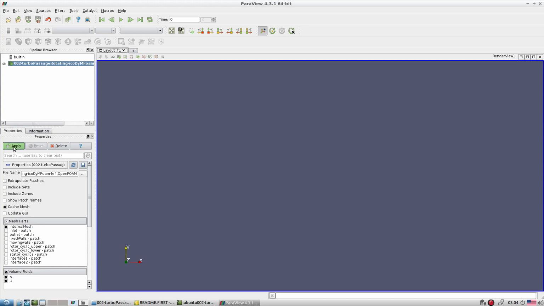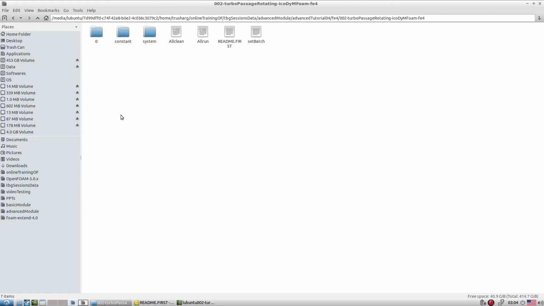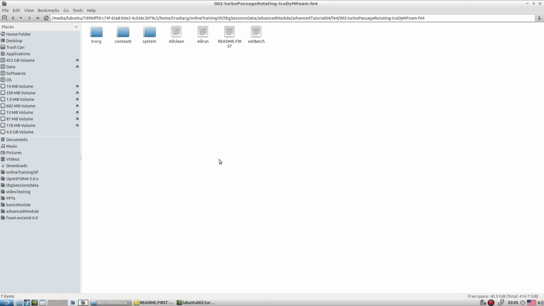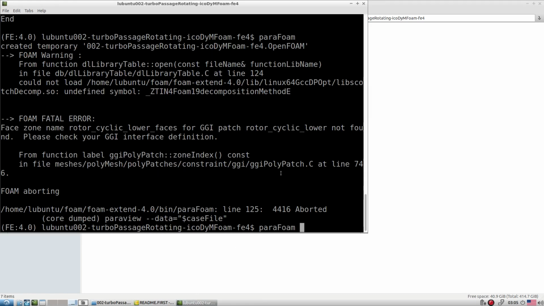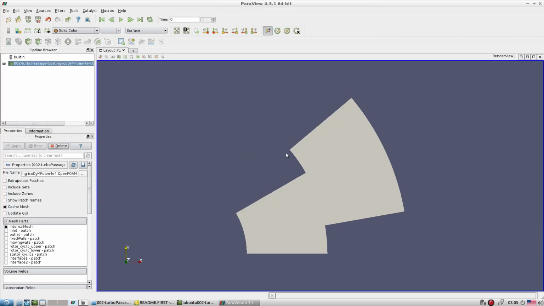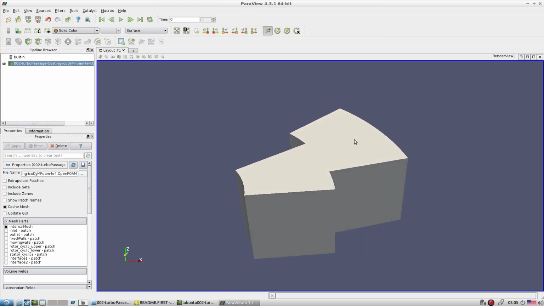test case looks like. Okay, sorry, first if you see this class of error for paraFoam, we just have to rename the 0 folder because still all the boundaries and everything are not set, that's why it's failing. That's it, nothing more problem. Okay, so this is what we have.